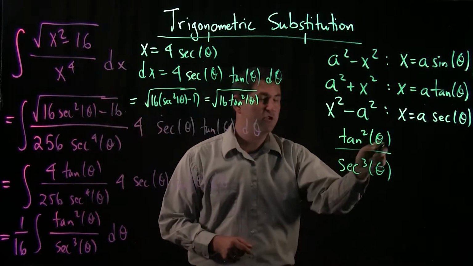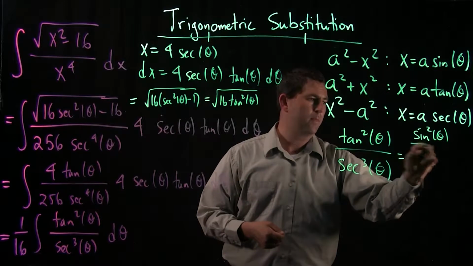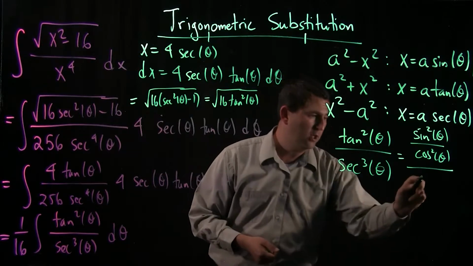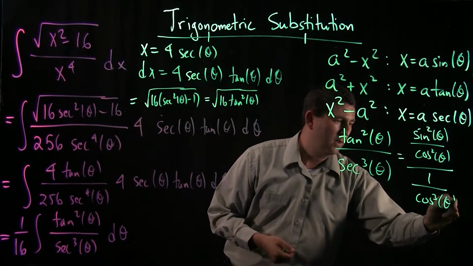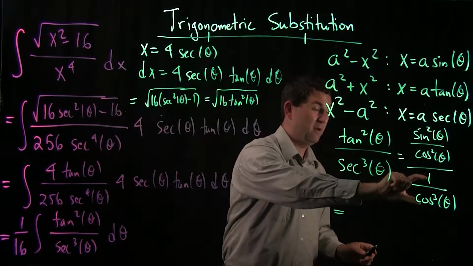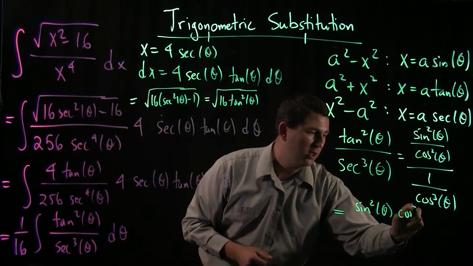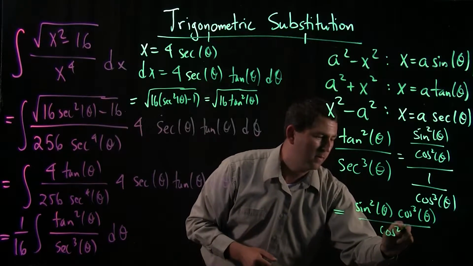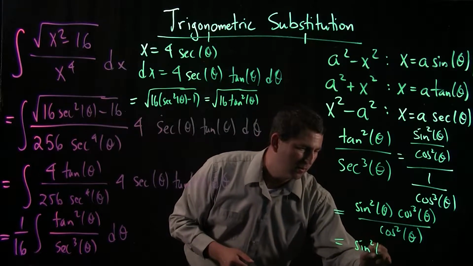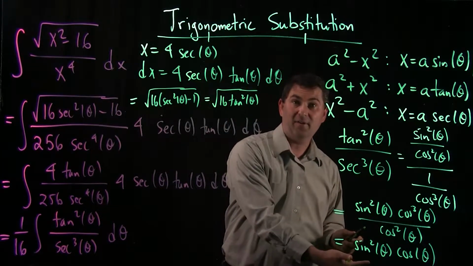And if I write tangent squared as sine squared over cosine squared, and I write secant cubed as 1 over cosine cubed, and I do this division, well, what's left over? Let's see, you have to multiply by the reciprocal. I get sine squared cosine cubed over cosine squared. And now two of the cosine squareds cancel. I get sine squared theta cosine of theta. Okay, this seems at least a little nicer.